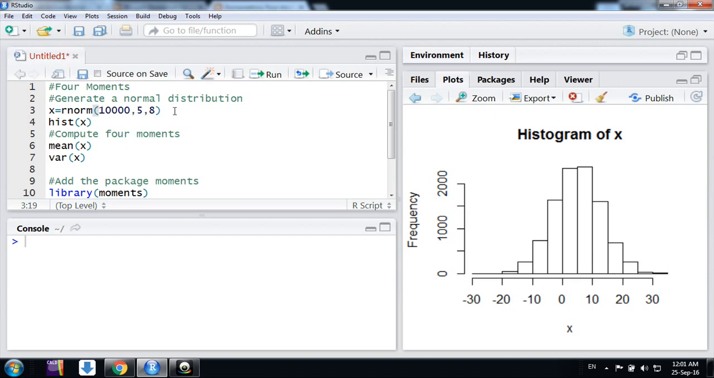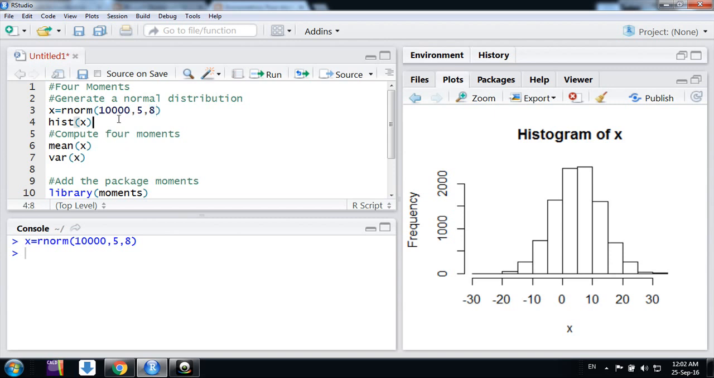First of all, we need to generate some distribution. I don't have any real data here so far, so I'm just generating a random normal distribution with 10,000 observations, having a mean of 5 and a standard deviation of 8. You can generate anything here. So the X variable I have generated has 10,000 observations, mean 5 and standard deviation 8.